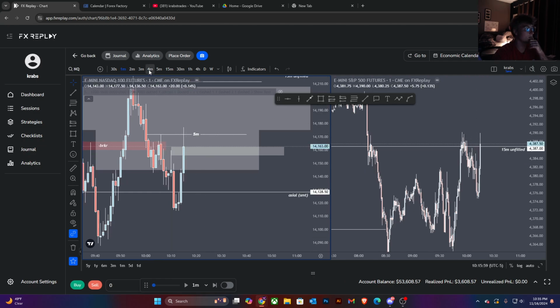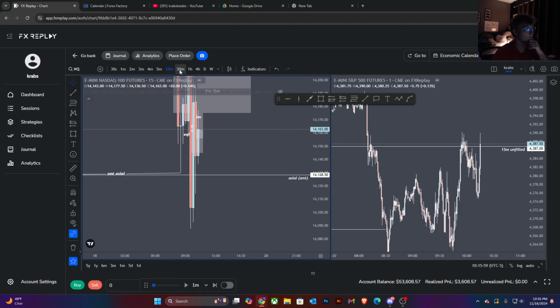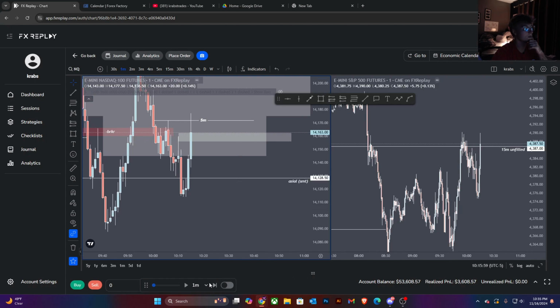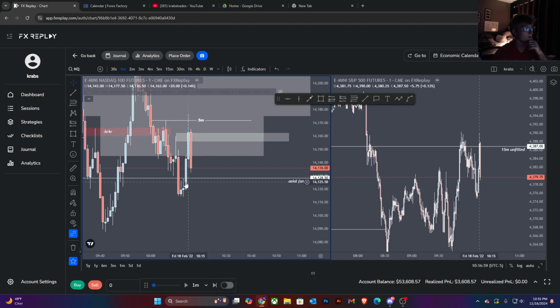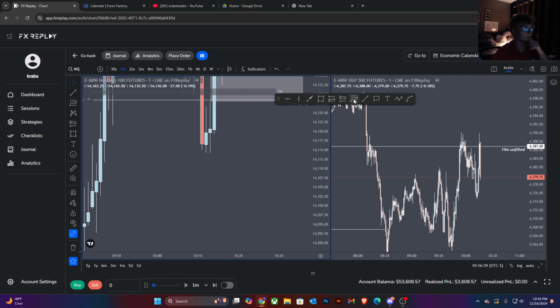Alright, perfect tap there. 5 minute inverse. Alright, exactly what I wanted to see. Let's see if we can get short. Alright, I'm gonna take this 1 minute if we can get it. Equal lows now too.